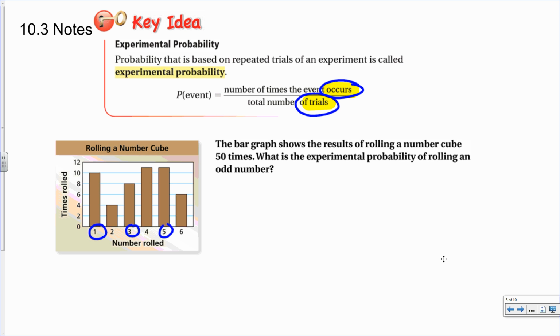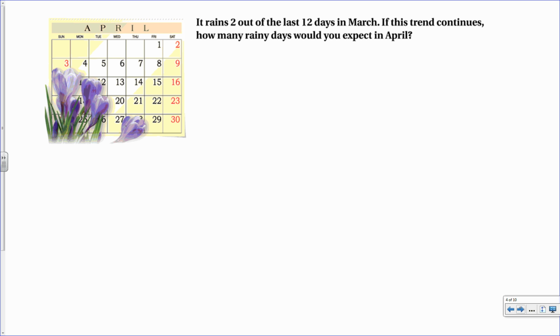So looking at the chart, we rolled a 1 10 times, we rolled a 3 8 times, and we rolled a 5, it looks like 11 times. So we take 10 plus 8 is 18, plus 11 would be 29. So 29 out of 50 times, we rolled an odd number. Now, it should theoretically have been about half, or 25 out of 50, so it's interesting to look at the difference.